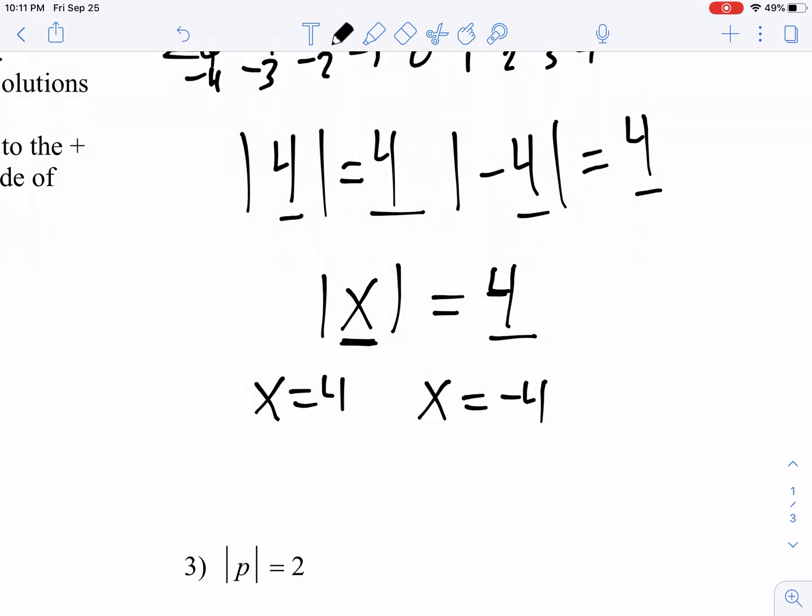So actually, in some of our examples, we're going to have 2 answers and both of them are correct. The absolute value of 4 is 4 and the absolute value of a negative 4 is 4. Okay? So we could have 2 answers that are both correct.